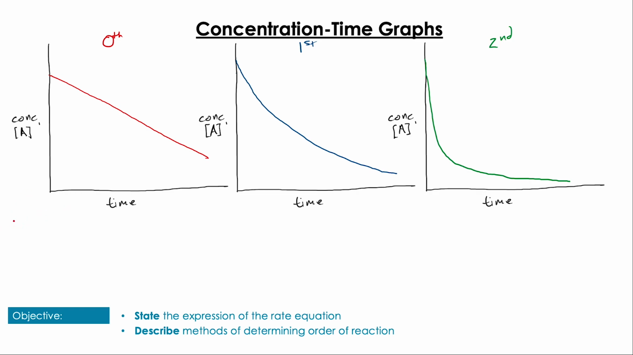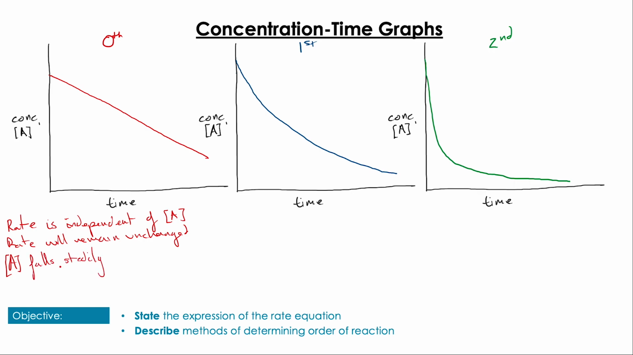Well, for 0th order, they show us that the rate does not depend on the concentration of A, because as the concentration decreases, the rate of reaction is staying the same. So the rate will remain unchanged even as we see a steady fall in the concentration of A.